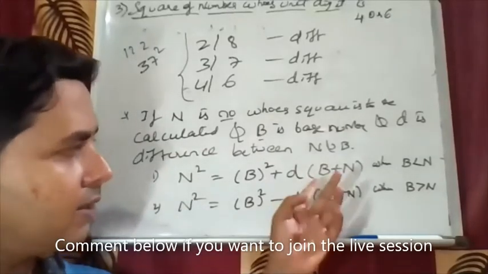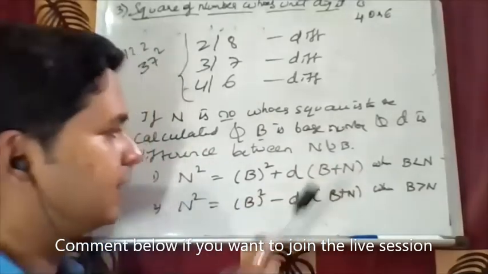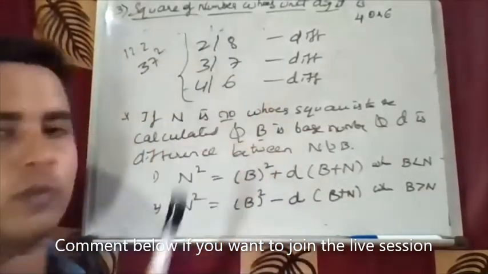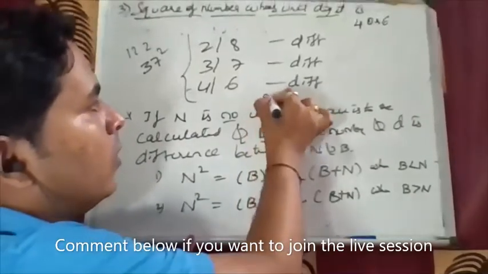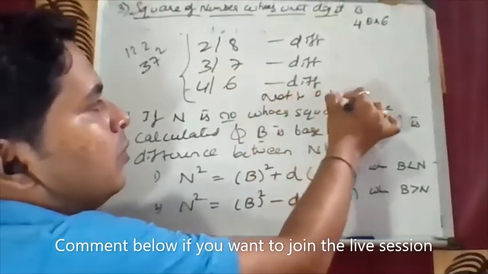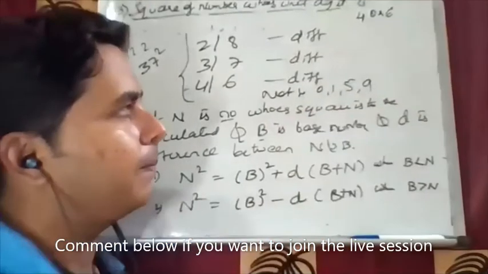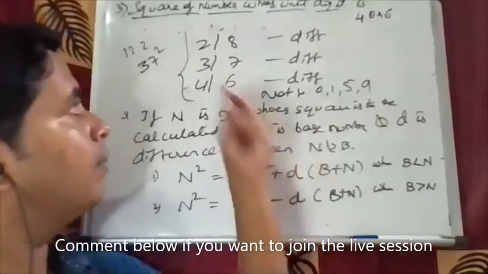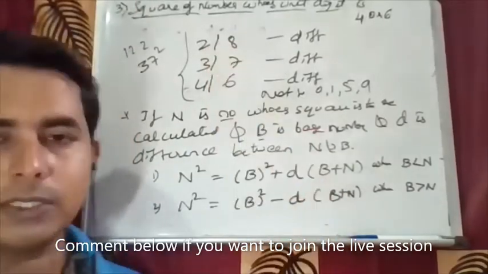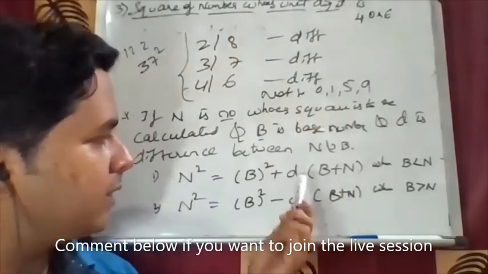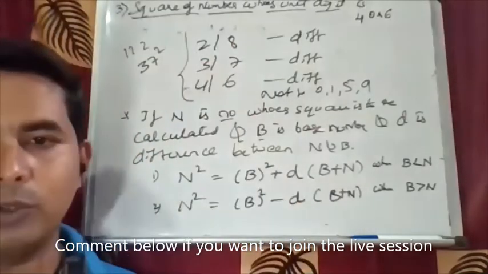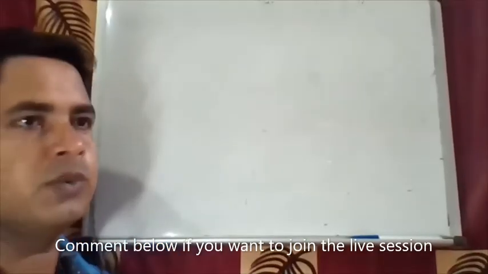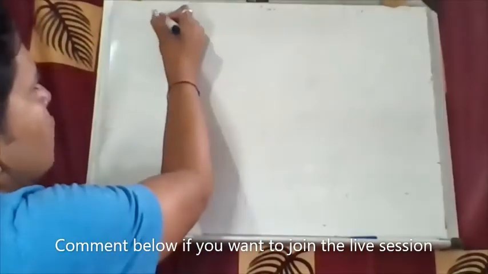If you remember this, provided the condition is these two rules are applicable only for 2/8, 3/7 and 4/6, not for 0, 1, 5, 9. उन नंबर के लिए नहीं करेंगे हम, क्योंकि बाकी नंबर के लिए we have used other rules. So remember this formula if you want to find those squares. Okay, so properties of squares.